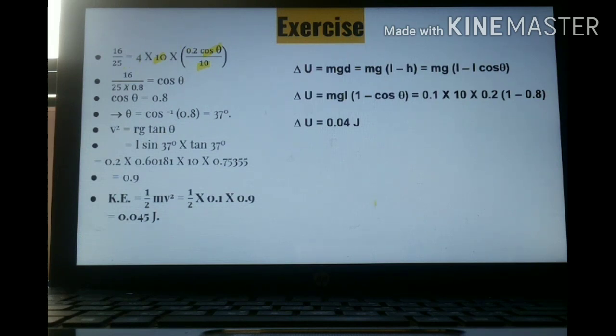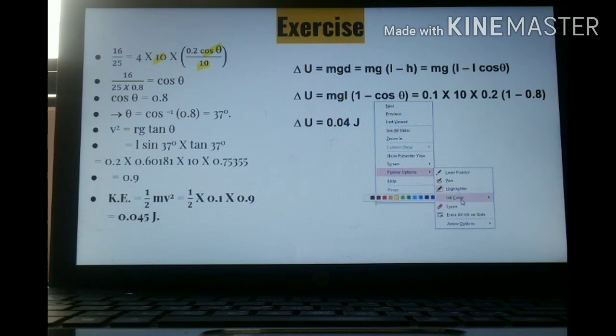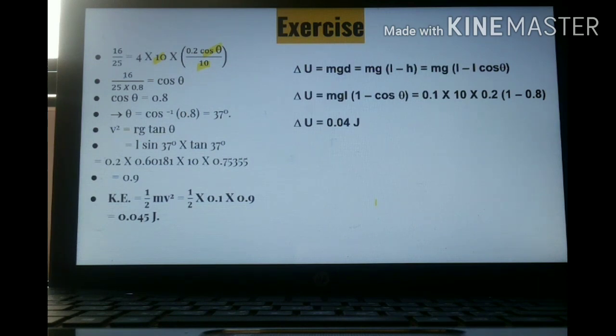4 into 0.2 is 0.8. So we are getting 16 upon 25 into 0.8, that is cos theta. After solving this whole thing, you will be getting the answer as 0.8 only. So theta's value we have to find out. Theta is equal to cos inverse of 0.8, that is 37 degrees. So theta's value we have got is 37 degrees.